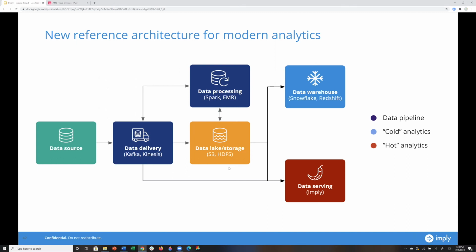But what's interesting here is the red box, as you can see on the bottom right, which we call the hot analytics, which is directly ingesting from Kafka or Kinesis, and then exposing the data for immediate analysis of the data. And you'll see a combination of hot analytics and cold analytics as well. And this is fairly common.